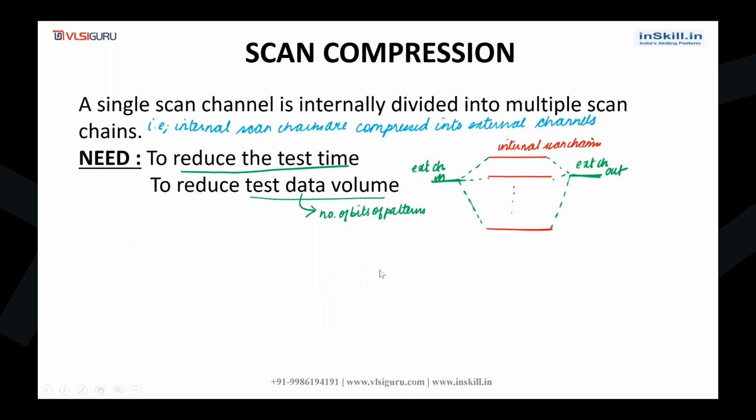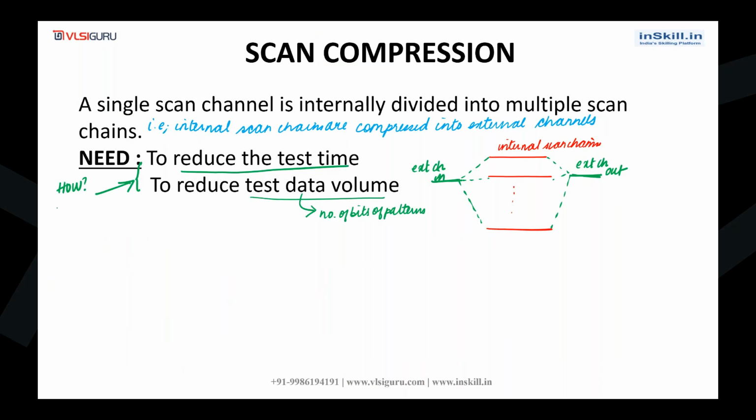Okay, so we will go for scan compression in order to reduce the test time and the test data volume. Test data volume is nothing but the number of bits of patterns. So how, if you go for scan compression, are you able to reduce the test time and the test data volume? How are we able to do that?